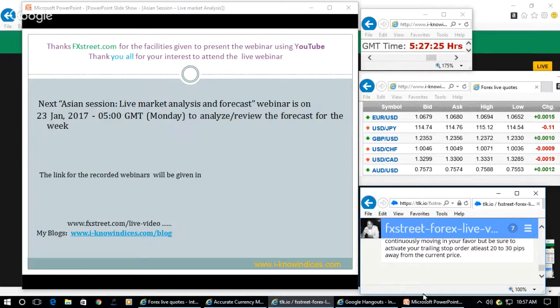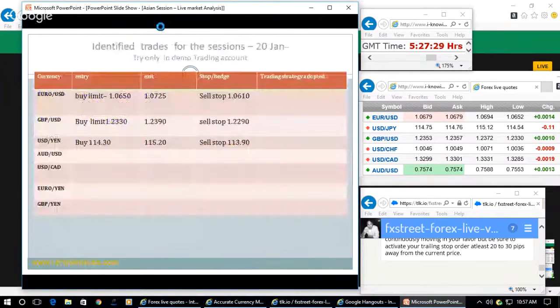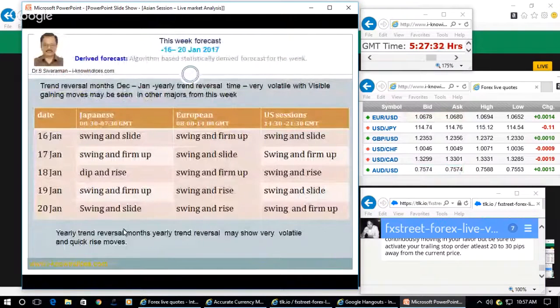So the expected forecast, expected market move: they are expected to make a nominal slide during the late Japanese session. The late Japanese session will start by 6 GMT and then start gaining the levels. And then during the European session, they are expected to make a very quick rise, probably in anticipation of Trump's oath-taking ceremony, and then subsequently, slowly they will make the moves here.